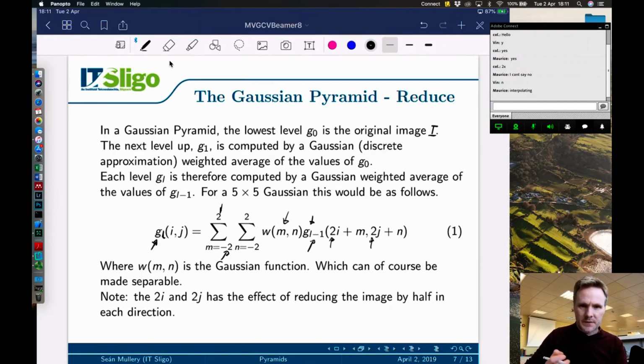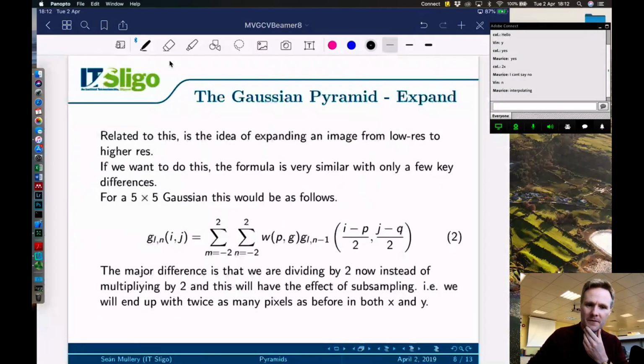The other point to make about the Gaussian is that, of course, it can be made separable, and that's great because it means that we can compute these things a good deal quicker than we would do otherwise. So what that basically means is that you can downsize in one direction. You'll end up with a kind of a rectangular image first of all, and then when you downsize that rectangle in the other direction, you end up with a square again. So that's how we get down to that. So the 2i and the 2j has the effect of reducing the image by half in each direction.